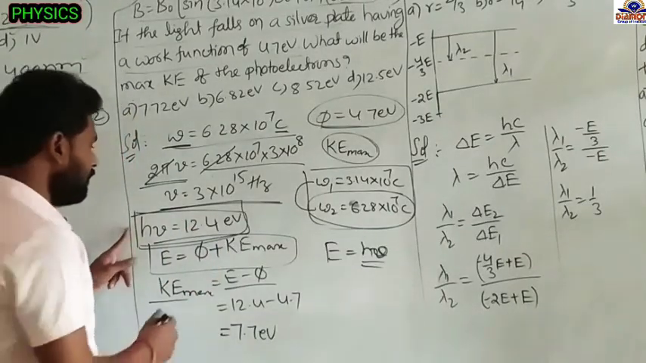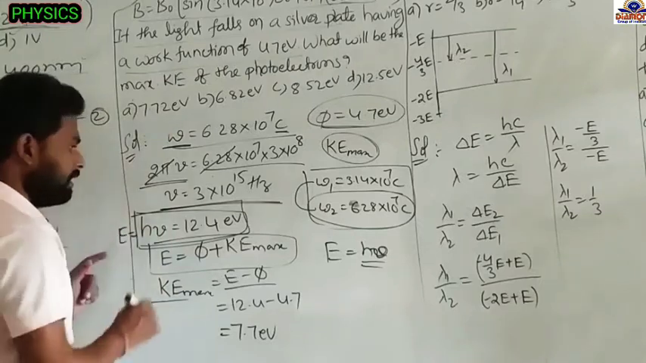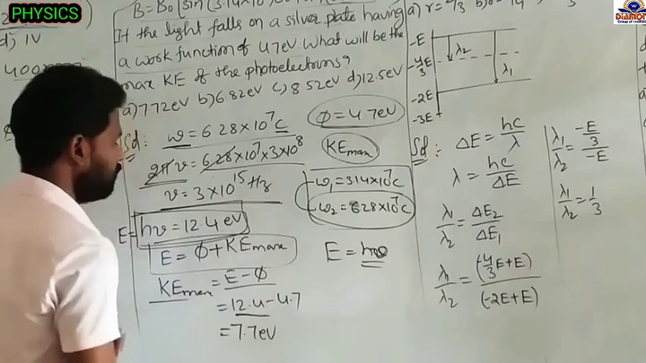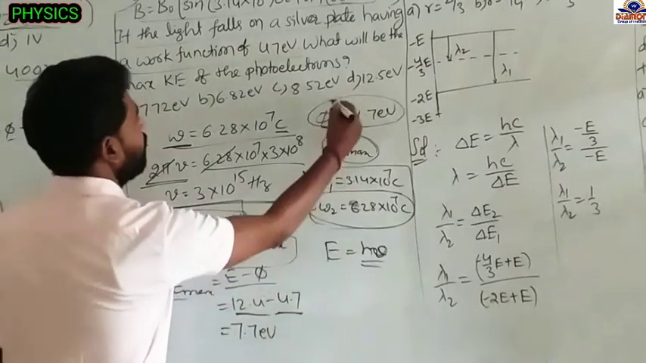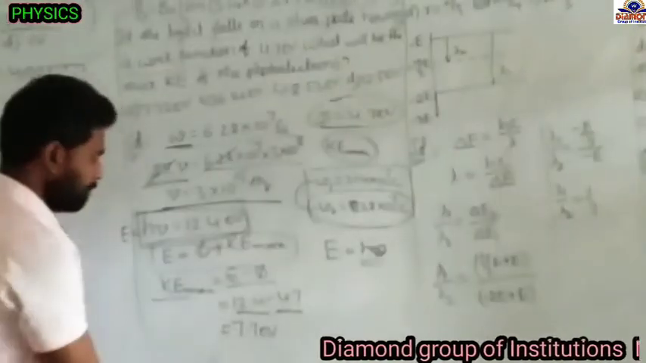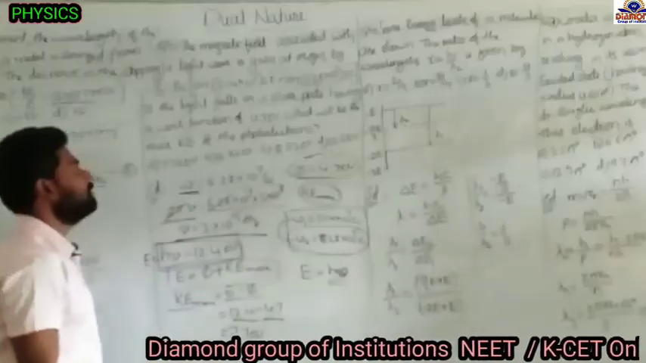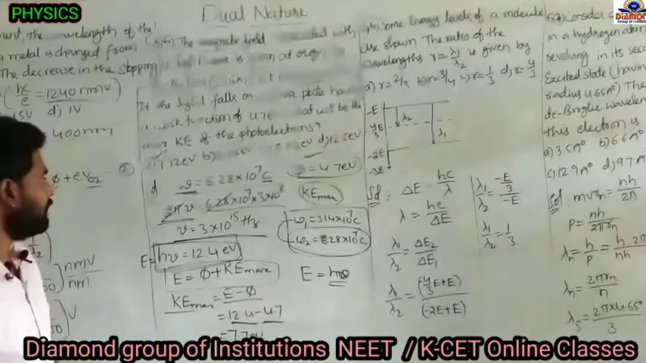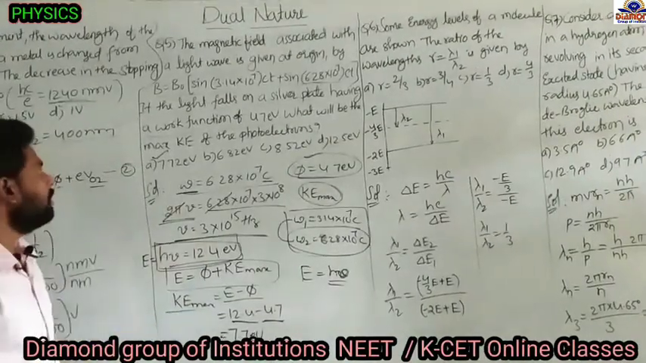Now substitute this E value. We got E equals h nu equals 12.4 electron volt, and the work function is already given as 4.7 electron volt. 12.4 minus 4.7 is 7.7 electron volt. So now the maximum kinetic energy is 7.72 electron volt. This is the right answer. In this way we have to solve the problem.